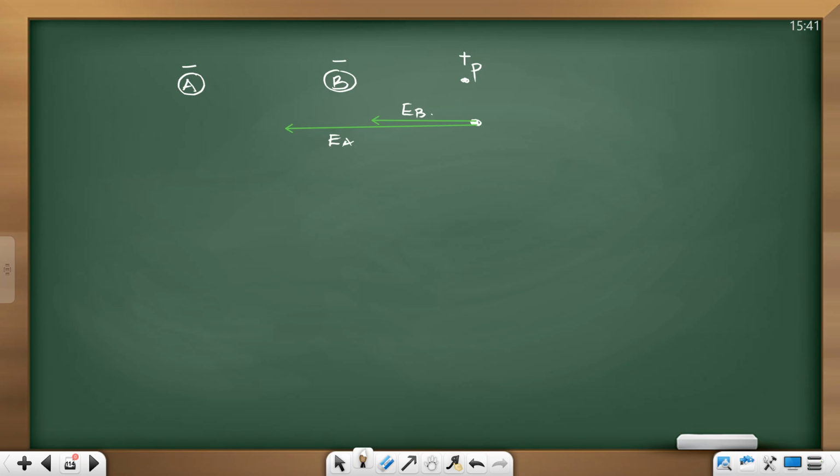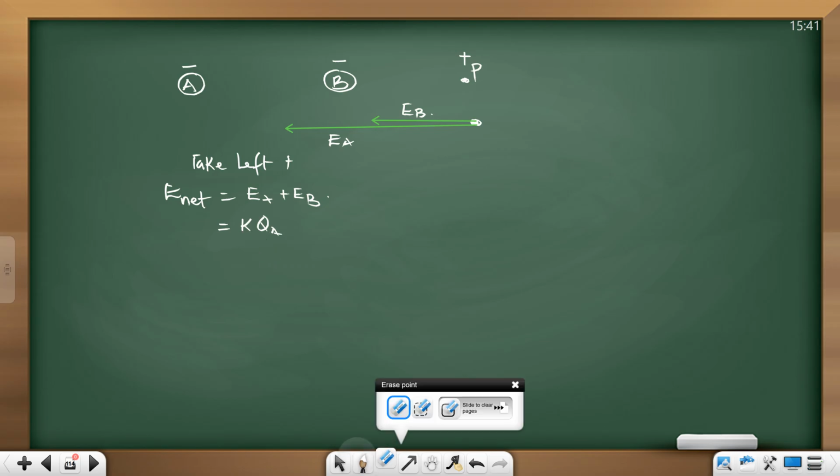All right, you just change the signs on the calculator now. So what's going to happen? Take left as positive. So what is E net? E net will be what? EA plus EB, which is KQA over R squared. Thank you again. That was very erroneous.